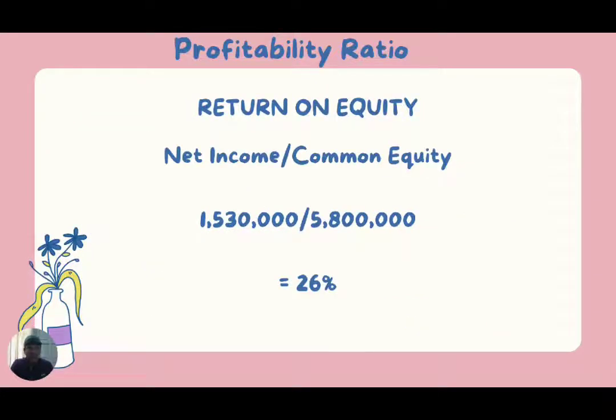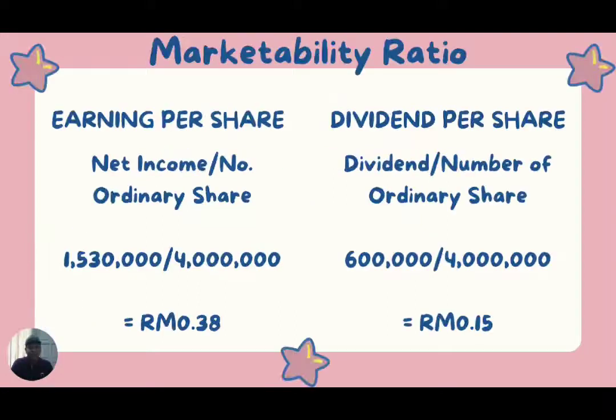The next profitability ratio is return on equity. The formula is net income divided by common equity. The amount for net income is 1,530,000 and for common equity is 5,800,000, which equals 26%.